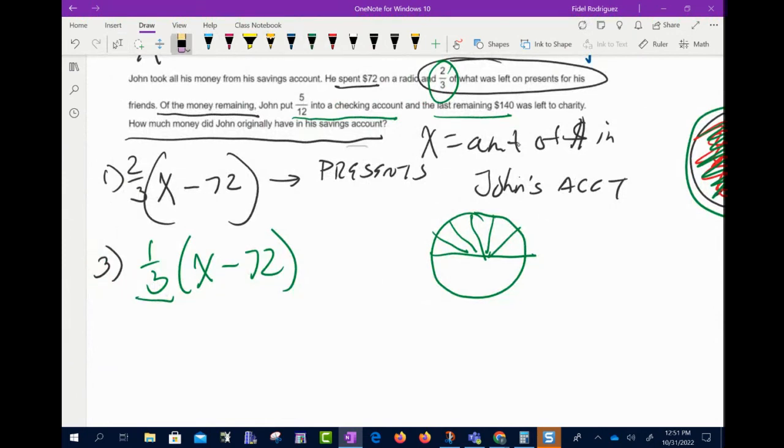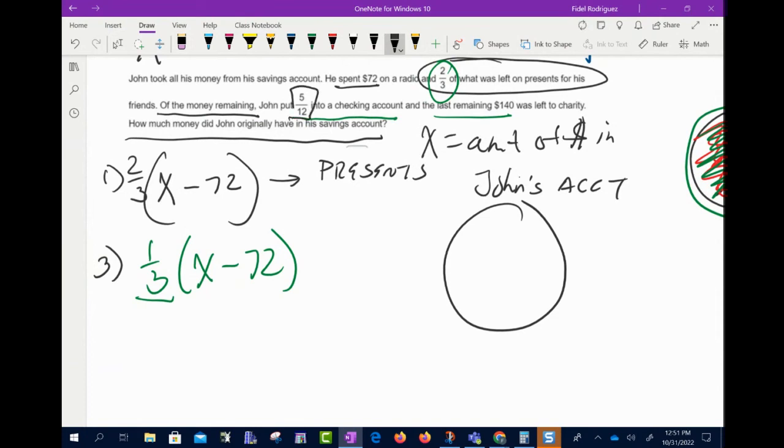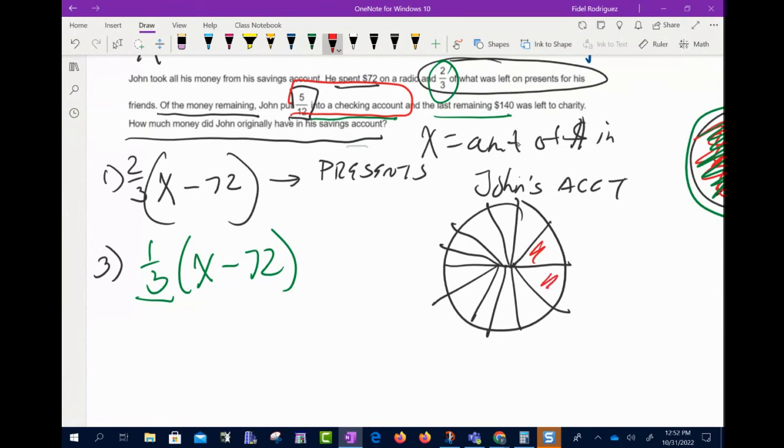Okay. Now I'm going to do the same thing here. Look, y'all, I'm going to draw a circle. I'm going to cut it into 12 pieces because of that 12 right there. So this is how I'm going to do it. Okay, there's 12 pieces right there. Look how much went into a checking account. 5/12 of that. So I'm going to go 1, 2, 3, 4, 5. Right? That's 5/12. How many twelfths are left over? 1, 2, 3, 4, 5, 6, 7.